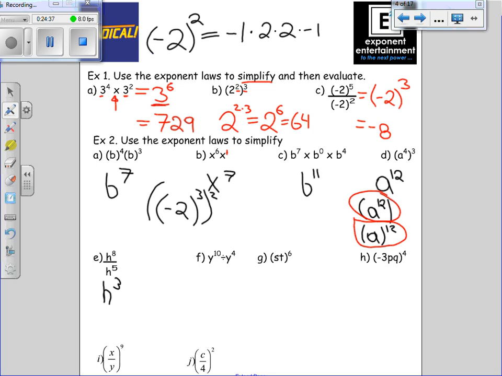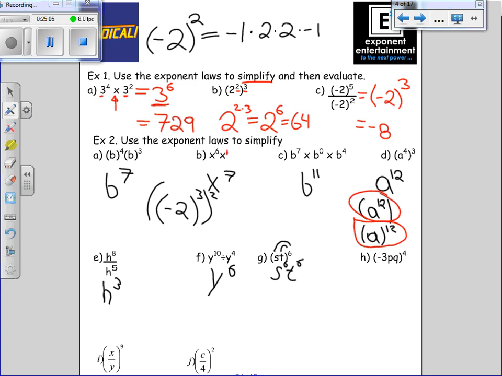G. ST to the power of 6. What do we do here? Times this 6 into here and into here. So what's your answer? It's S6 and it's T6. S to the power of 6 times T to the power of 6. The 6 has to apply to both things.